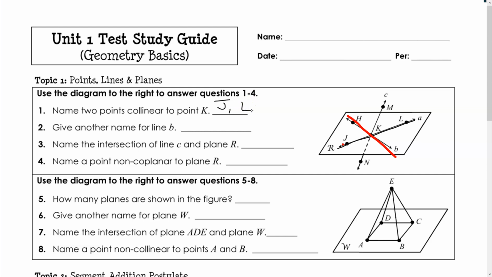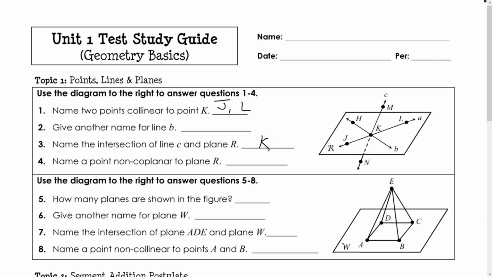Number 3, name the intersection of line C and plane R. So if we identify line C, that's the one that goes through the plane right here. Okay, and this whole thing is plane R, so you see it intersects right here. And when we look, that is point K. So the answer would be K.